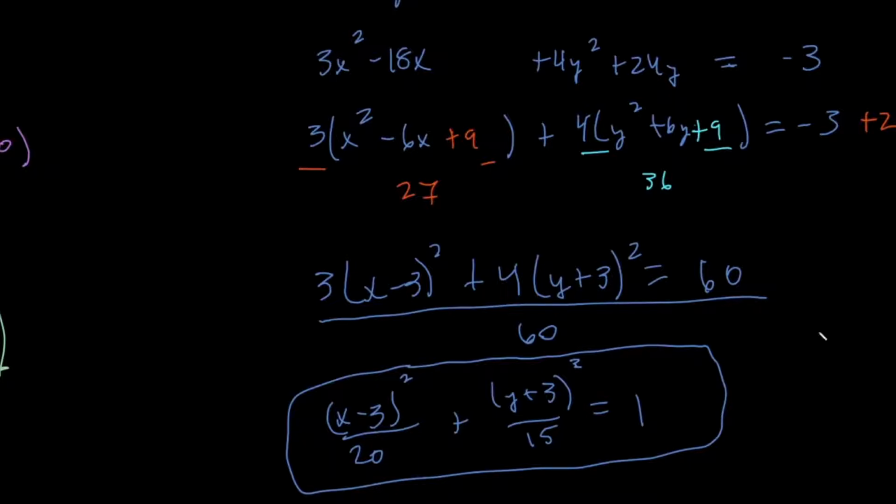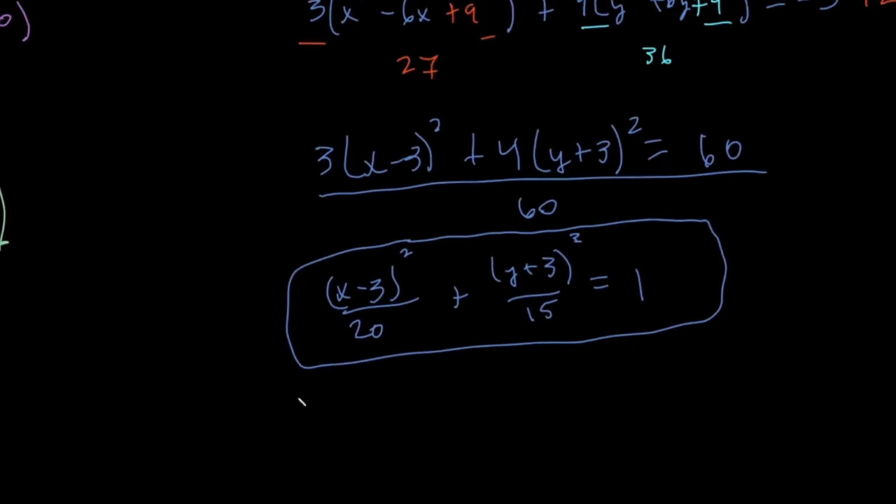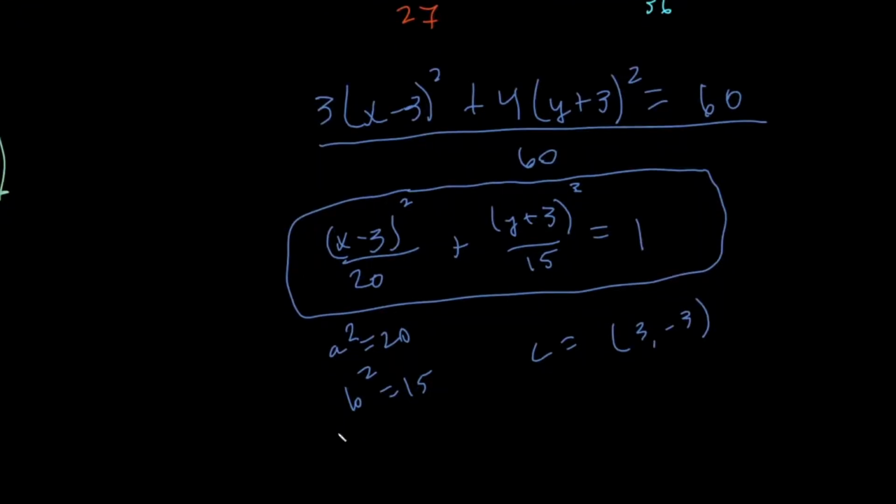So how do you get the foci here? So a squared is 20. B squared is 15. And the center is at 3, negative 3. Actually, Henry, this will answer your question. So take a look. Once you have a squared and b squared, you can get c squared. So c squared is 5. So c is root 5. C will be root 5 units away from the center along the major axis.